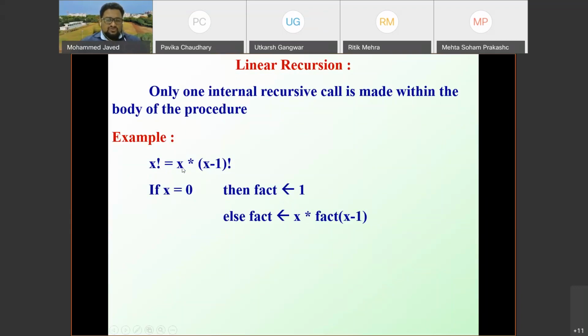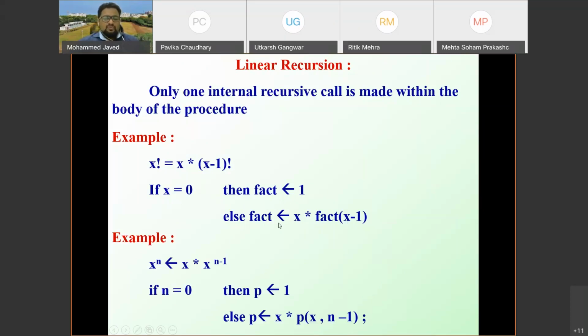So here one internal recursive call is made within the body of the procedure. Here (x minus 1) factorial is the recursive call within the body. In general, we can write that if x equals 0, then factorial is 1. This is the terminating condition. Else factorial is equal to x into factorial of (x minus 1). So this is the idea.